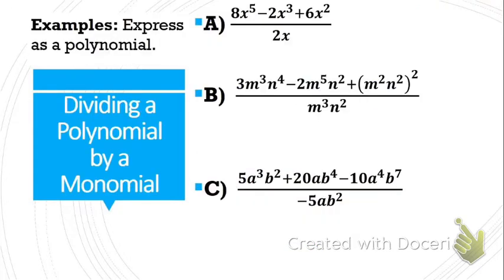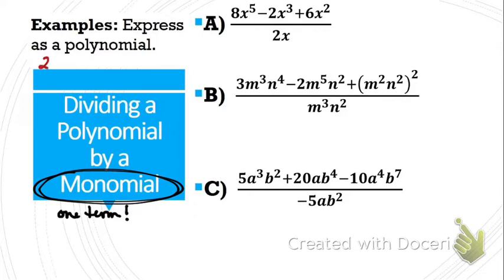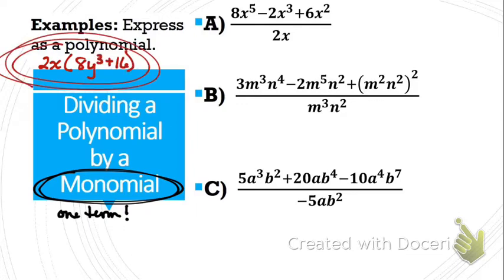Okay? We're going to start off with dividing a polynomial by a monomial. What does monomial mean? 1. Yep, 1. This is one term. Before we actually do any of these three, I want to know, what property would you use to do this? So what I have in red circled, what property would you use if I asked you to simplify that? Distributive property. We are going to use the distributive property here.